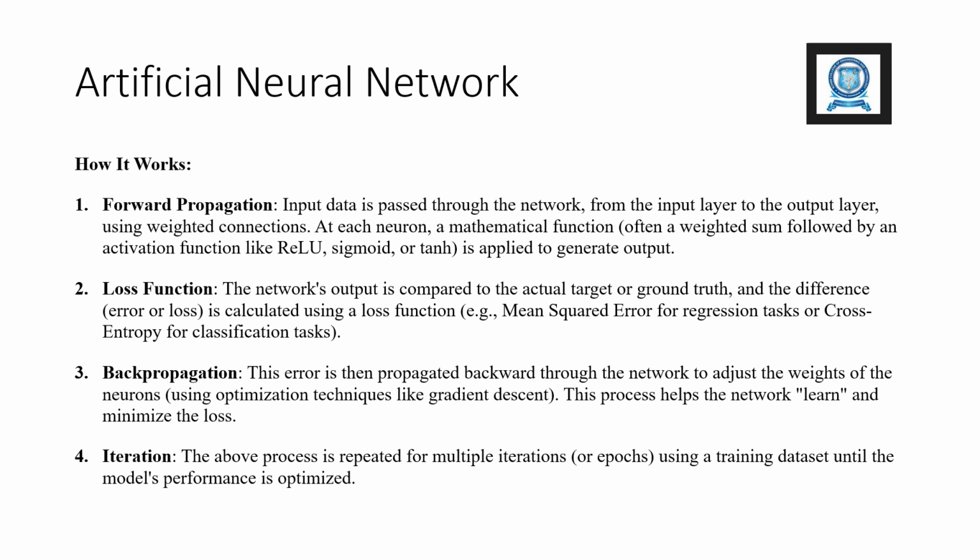Third step, backpropagation. This error is then propagated backward through the network to adjust the weights of the neurons. This process helps the network learn and minimize the loss. Fourth step, iteration. The above process is repeated for multiple iterations or epochs using a training data set until the model's performance is optimized.